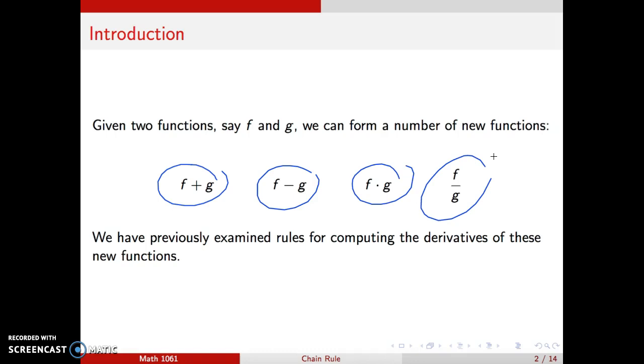And previously we've looked at rules for computing the derivatives of these functions. So we had the sum rule, difference rule. Everything was pretty clear with those. Product rule and quotient rule are a little bit more complicated.